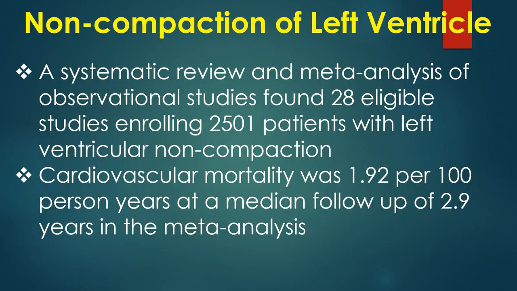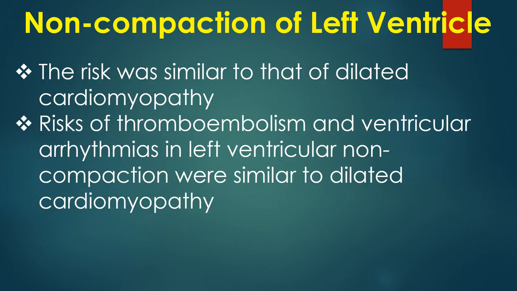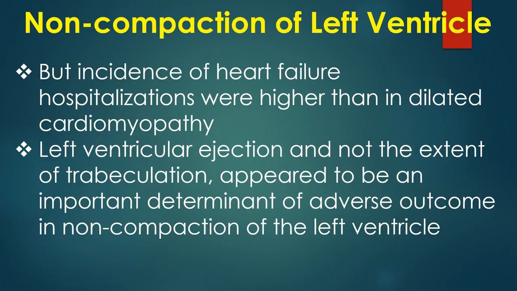A systematic review and meta-analysis of observational studies found 28 eligible studies enrolling 2,501 patients with left ventricular non-compaction. Cardiovascular mortality was 1.92 per 100 person years at a median follow-up of 2.9 years in the meta-analysis. The risk was similar to that of dilated cardiomyopathy. Risks of thromboembolism and ventricular arrhythmias in left ventricular non-compaction were similar to dilated cardiomyopathy, but the incidence of heart failure hospitalizations was higher than in dilated cardiomyopathy.